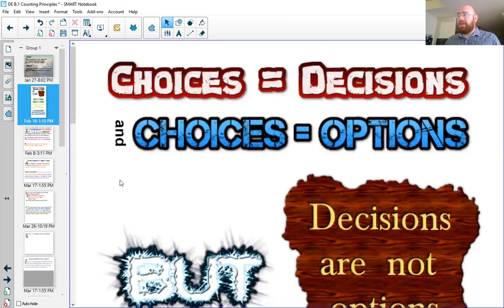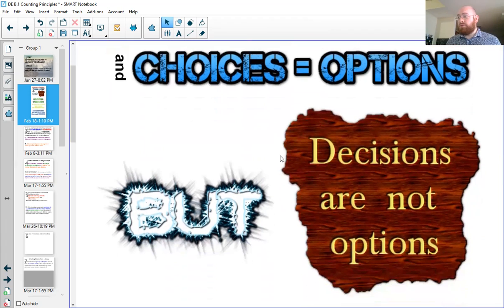I want to start by illustrating that when we use the word choice in common conversation, we could mean choices are decisions, but we could also mean choices are options. However, in the world of counting, mathematically, decisions are not options. And so we have to be really careful with our use of the word choice. I generally prefer to substitute either decisions or options so that we can be more precise in communication.